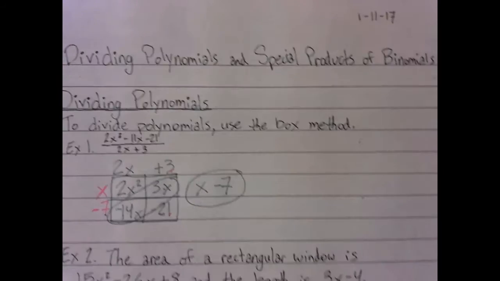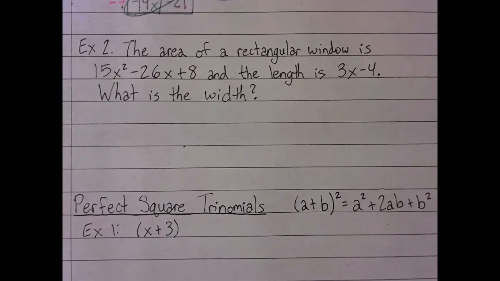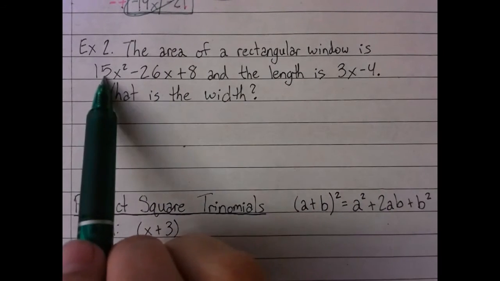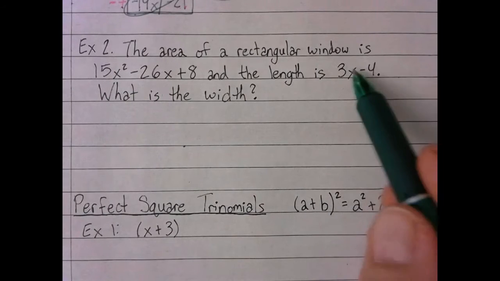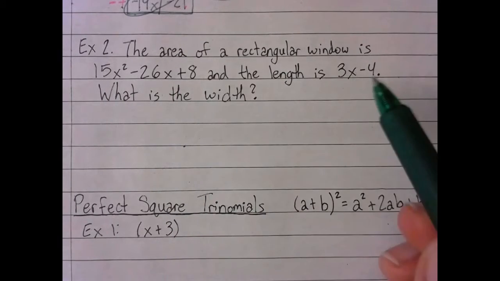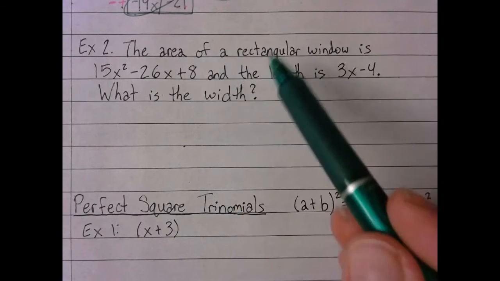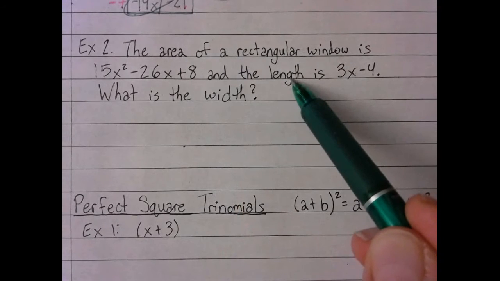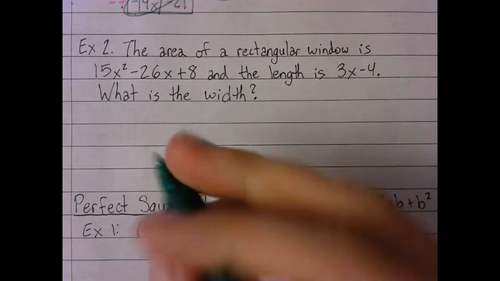Let's try another one. We've got a rectangular window. Its area is 15x squared minus 26x plus 8. We know the length is 3x minus 4, and we need to know the width. Well, we should know by now, I really hope you do, that the area of a rectangle is width times length. So if we have the area and divide by the length, we get the width.